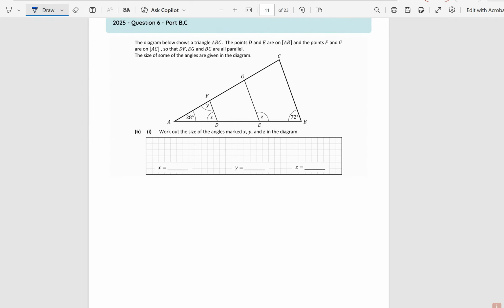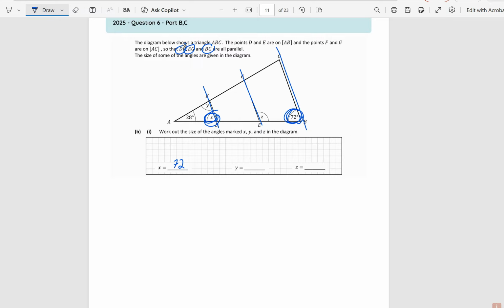Similar triangles again. Similar triangles are transversals through lines, whichever you want. Let's have a look at it. It says DF and EG and BC are parallel. That means these here are all parallel. So see the 72 here? That matches to x. This is x and this 72 are the same. So x will be 72.